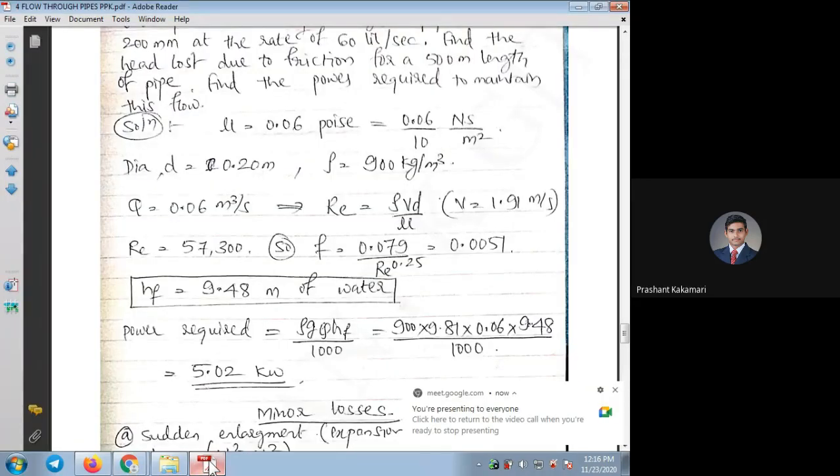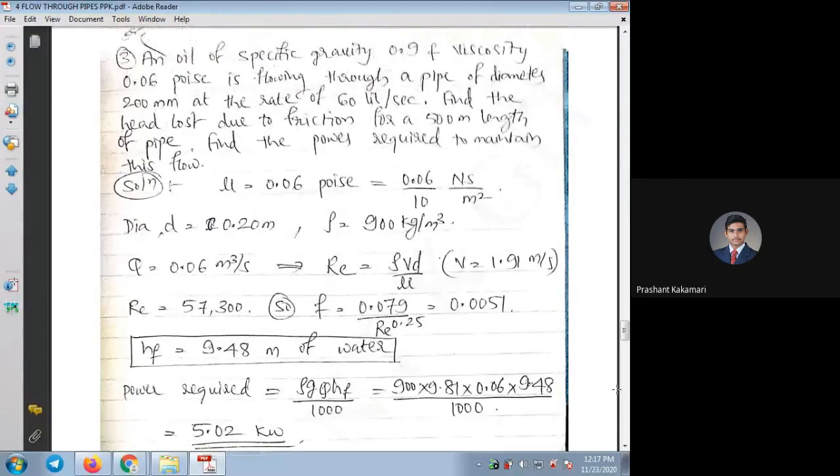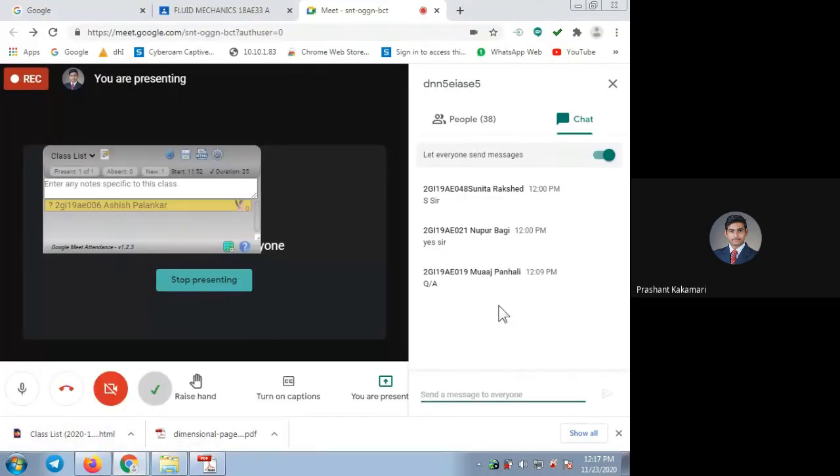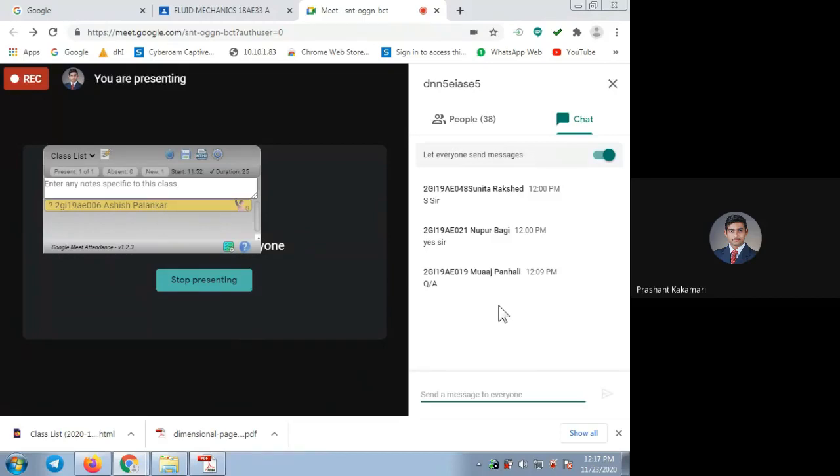Are the values correct? Power and head loss due to friction. Okay, shall we proceed to the next part?